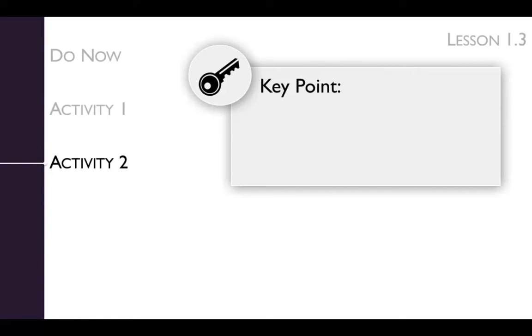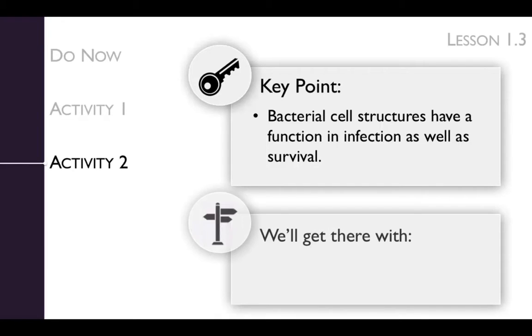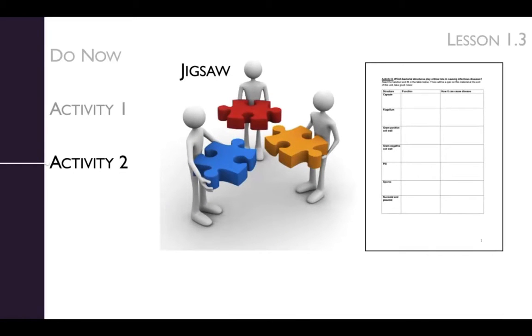The key point of the lesson's second activity is to demonstrate that bacterial cell structures have a function in infection as well as in survival. We'll get there by completing a jigsaw activity on bacterial structures. For the jigsaw activity, have your students work in small groups to use the reading to complete the table in the worksheet. The jigsaw works best if each group focuses on one structure.